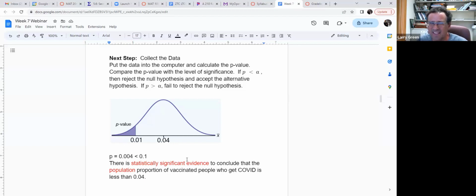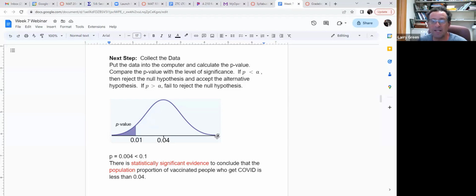So given the fact that they had a large sample size, again, they had 25,000 people getting this, testing for the vaccination. 25,000 times 0.04 is definitely a lot bigger than 5. So that means that the sampling distribution is approximately normal. Do you remember that? That was the central limit theorem. And because the sampling distribution is approximately normal, we can draw this beautiful picture of the normal distribution.